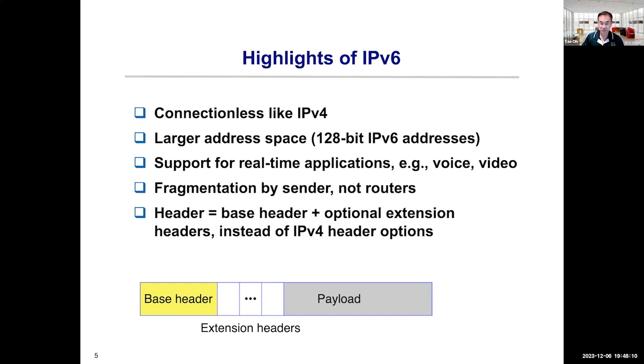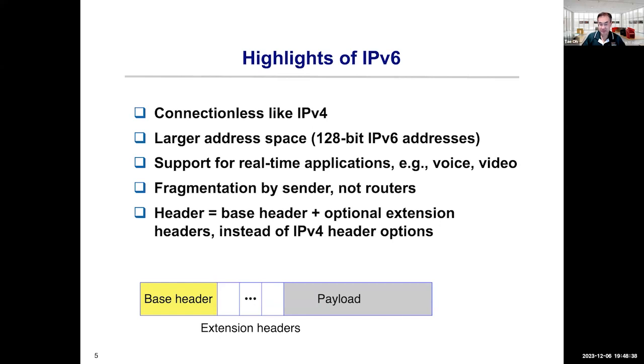Another thing is fragmentation. When you look at IPv4, as a packet transfers from one router to another, any of the routers could fragment it, make it smaller, and later on they put it together. But in IPv6, fragmentation is allowed only at the sender, not in the middle of the transmission.